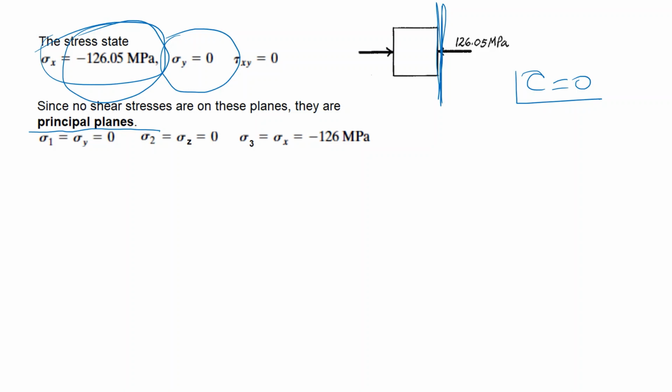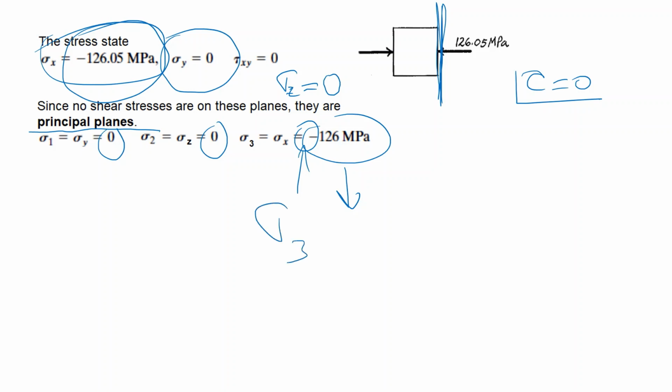But we also know that there is a third axis which is perpendicular to the screen, that is sigma z, and that is also 0. So we have 0, 0, minus 126. Well, this is the smallest one because it has a negative sign. That is sigma 3, and these two are sigma 1 and sigma 2.